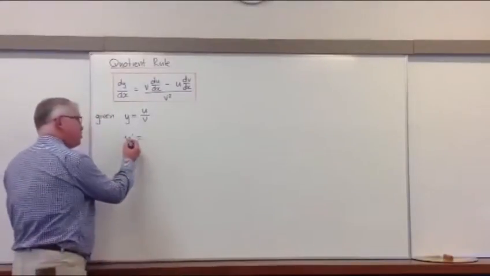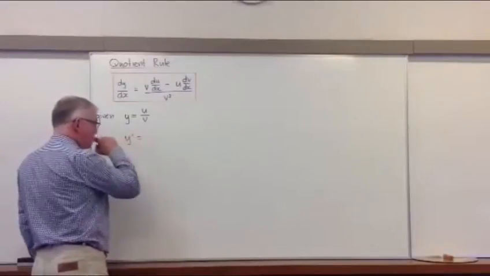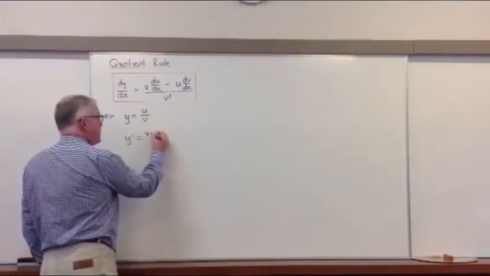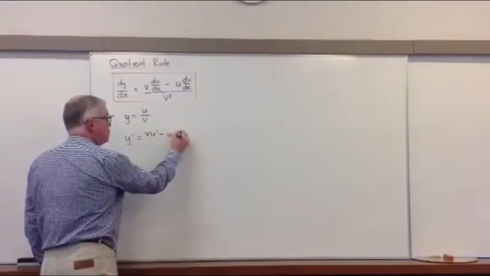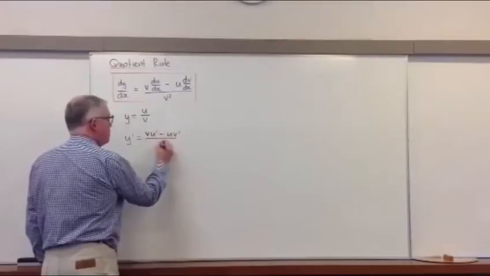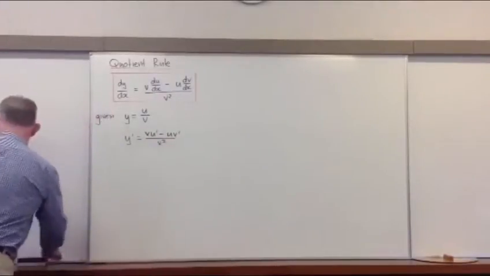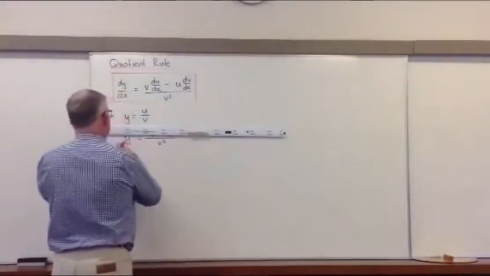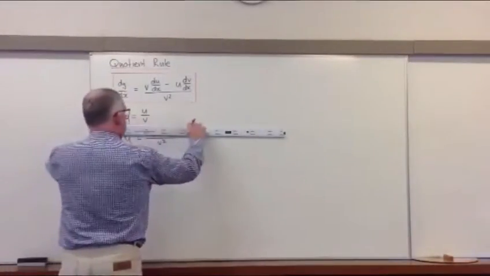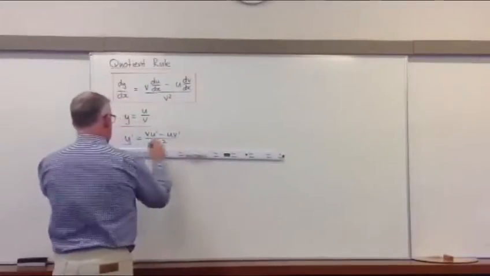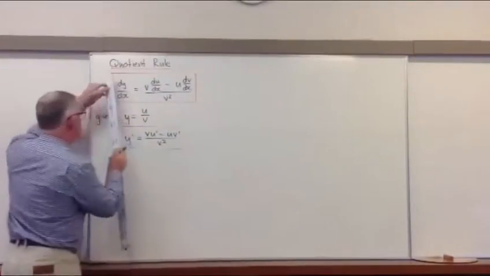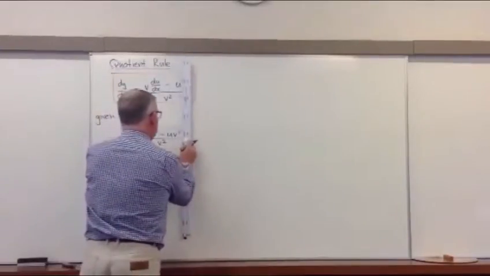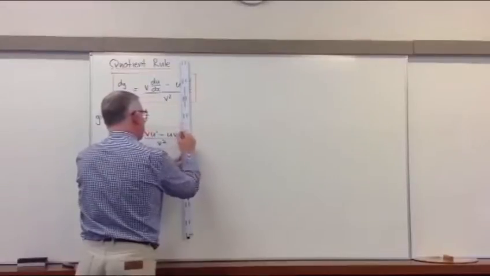All right. The derivative of y will be v u dash minus u v dash, all over v squared. So that's how we're going to remember this whole process for finding the derivative of a function where it looks like we've got one function of x divided by another function of x.